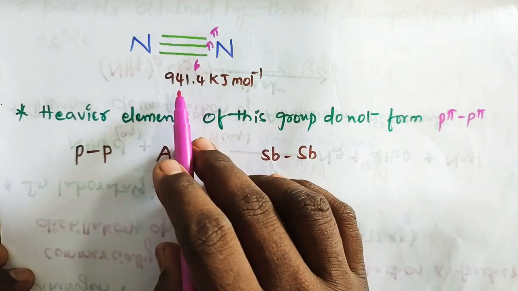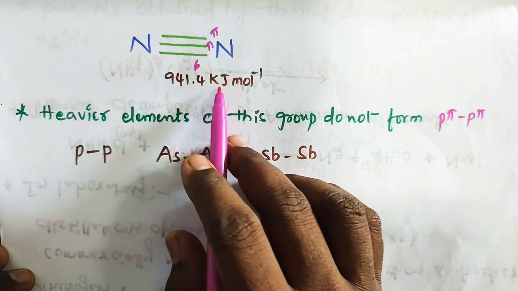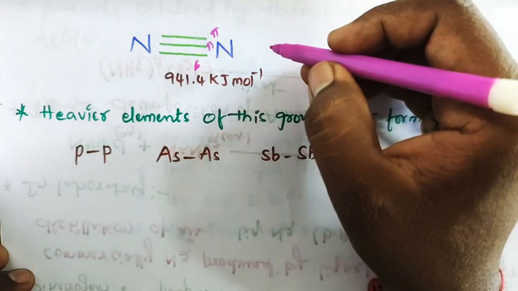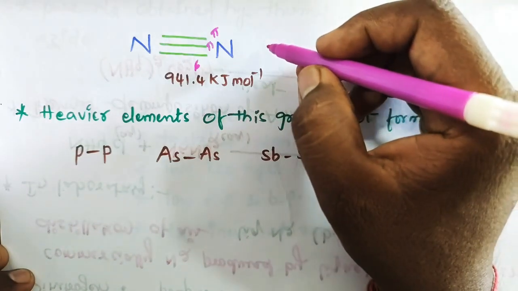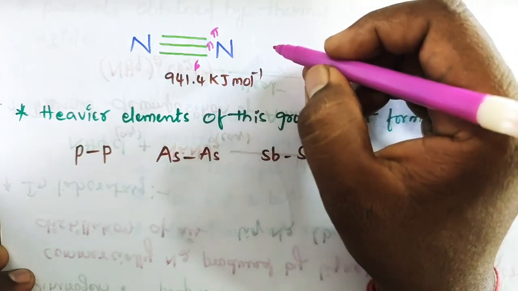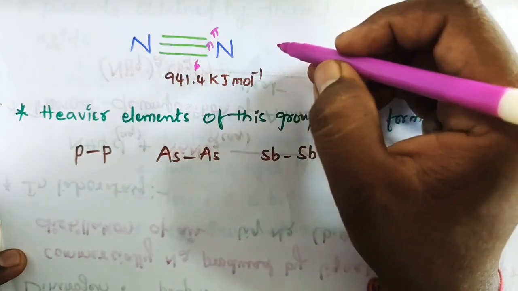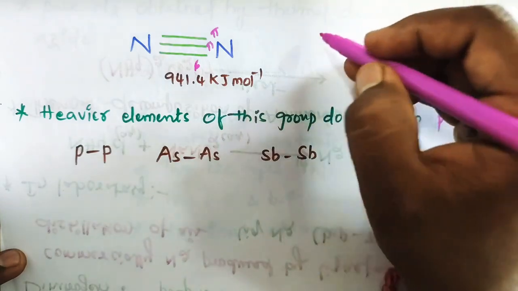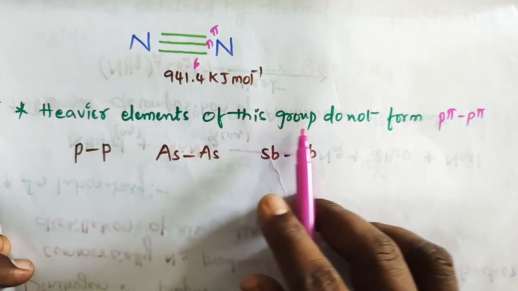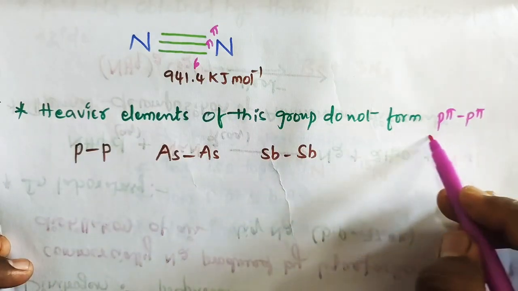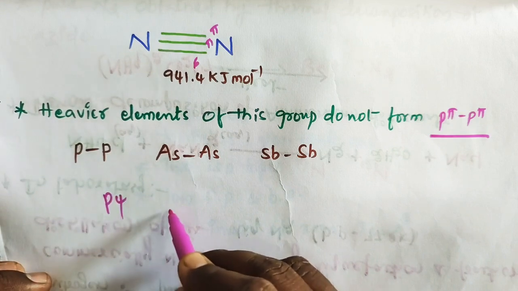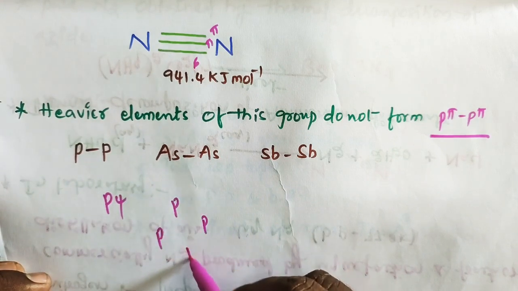So the bond enthalpy is 941.4 kilojoule per mole. Due to the small size and high electronegativity, nitrogen forms a triple bond between the two nitrogens. The triple bond is present due to overlapping of p orbitals, and close overlapping takes place. Elements of this group do not form p pi-p pi bonds. Phosphorus, for example P4, availability of P4 is there, in that P4 like this.